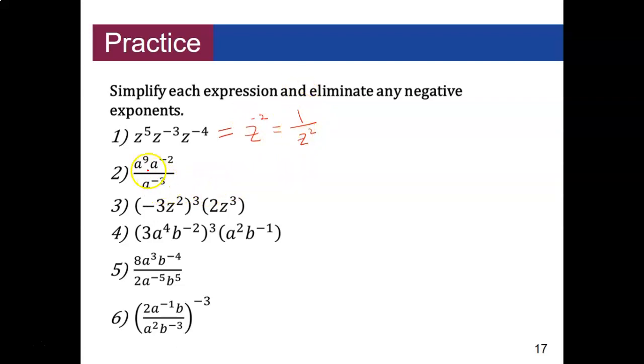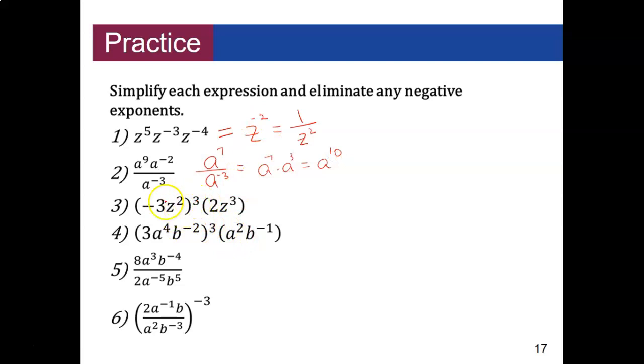Okay, on this one, if we combine our numerator together, we're going to have a to the 7th over a to the negative 3. So we want to move this negative 3 up. So a to the 7th times a to the 3rd will be a to the 10th.